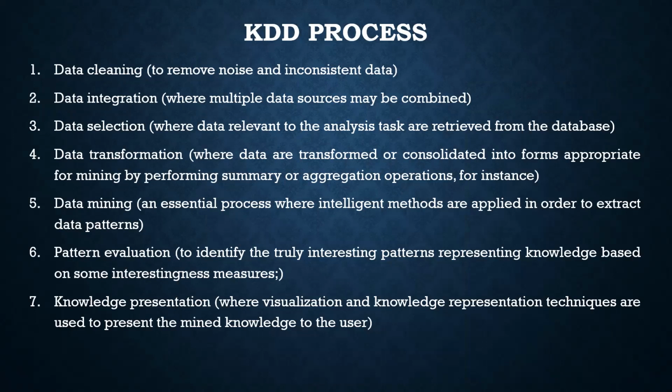So what actually do we have in the KDD process? The KDD process consists of 7 steps, out of which the first 4 steps come under the terminology called data pre-processing. What comes under data pre-processing? Data cleaning, data integration, data selection, and data transformation. The first 4 steps come under data pre-processing methods.